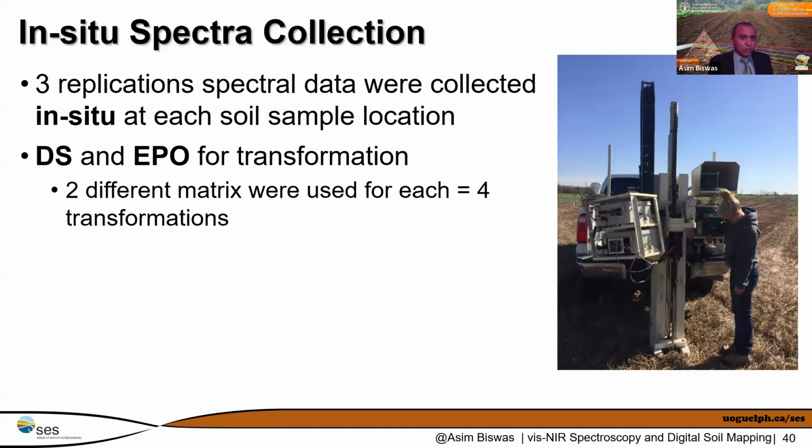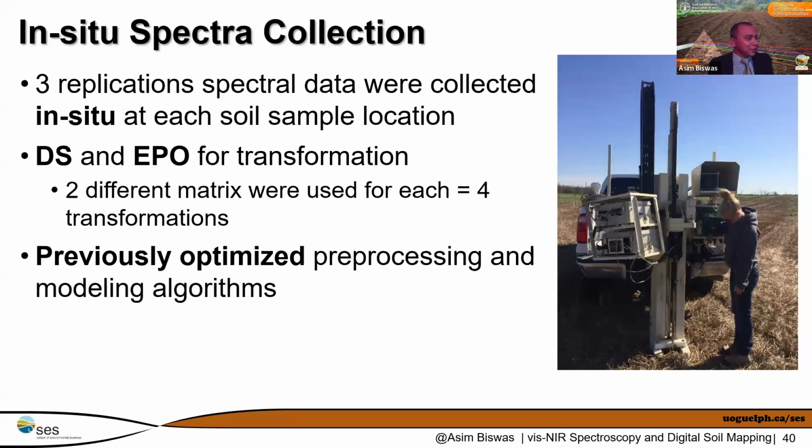Once we collect that, we use the same two transformation algorithms, DS and EPO. Now we have two different sets of matrices for two different data. One is the field moist sample, which is an unprocessed sample spectra, and you have an in situ spectra. So we can define dry spectra, field spectra, and in situ spectra.